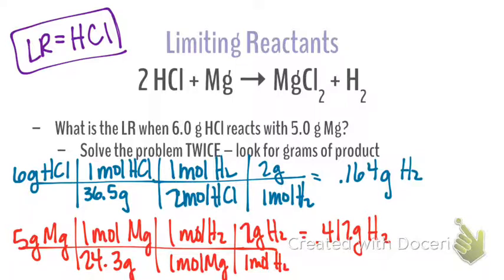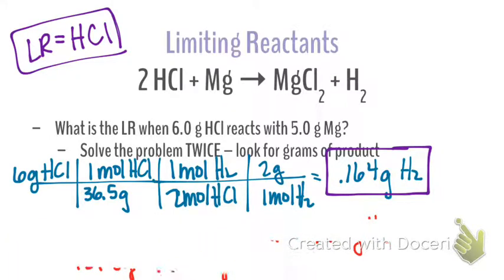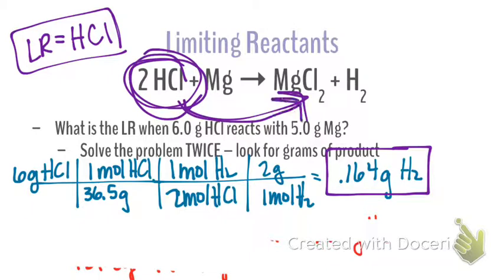I'm not going to ask you to do this, but what if it said, what's the maximum amount of each product that could be formed? I would say, here's my maximum amount of H2, and then I would do another chart that goes from HCl to my other product. Would I need to bother going from magnesium to my other product? No, because I know that HCl is my limiting reactant. So once you know what your limiting reactant is, every chart you do should start with that.